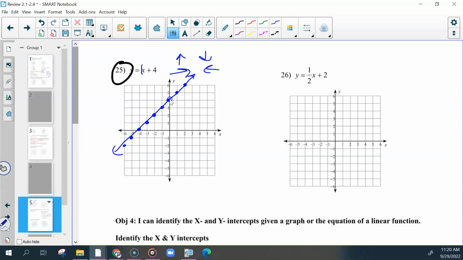We can do 26. For 26, still in the graphing, start at your y-intercept of positive 2. Your slope, again, is positive, so same directions, up and to the right, or down and to the left. From that y-intercept, you can go up 1 to the right 2 as many times as possible, and down 1 and left 2 as many times as possible until we run out of space. Connect all of your points, make a line, and draw arrows at the end.